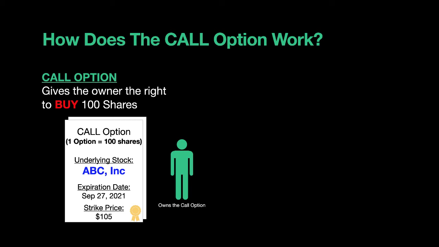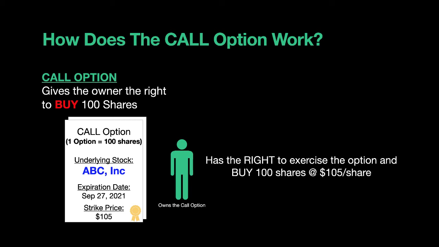All right, so there's some individual that owns the call option, and this person has the right to exercise the option, meaning they can use the option to buy 100 shares, and they're guaranteed to buy those shares at a price of $105 per share. So that's the strike price.